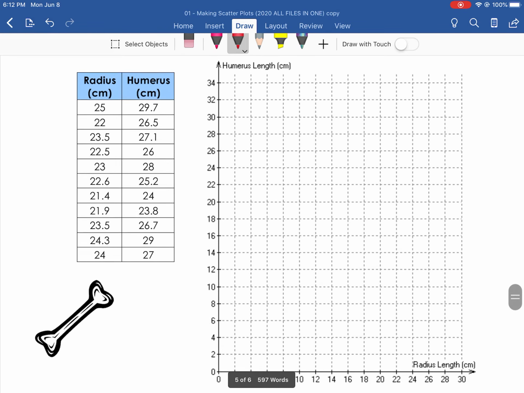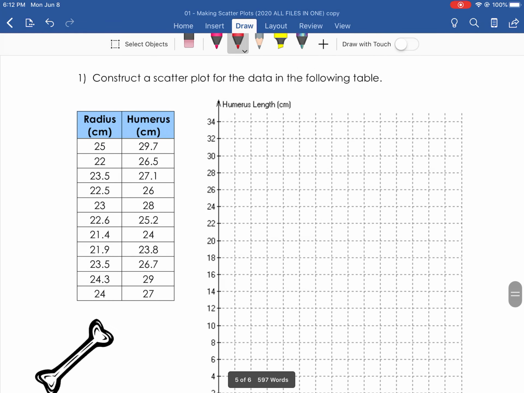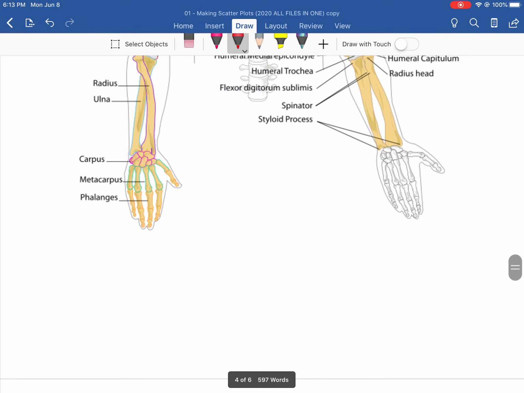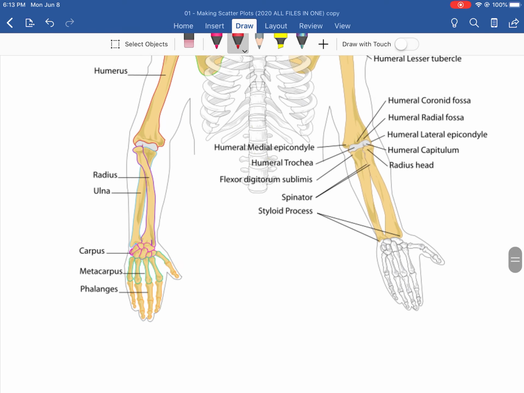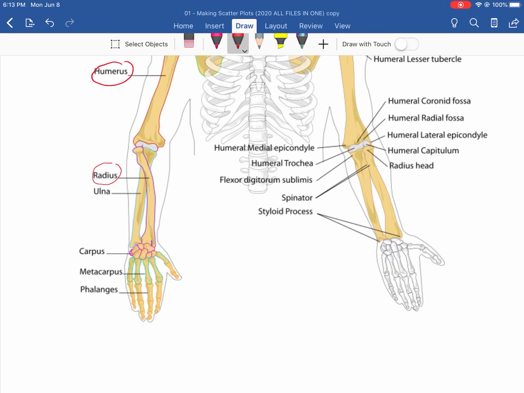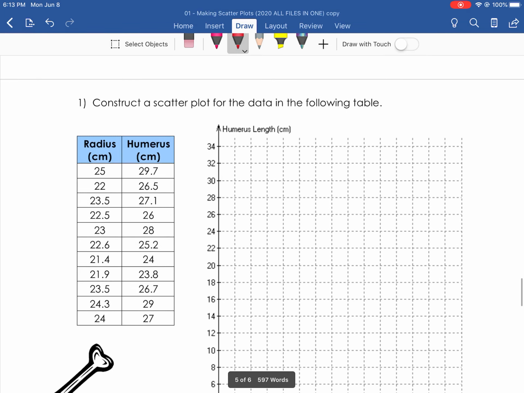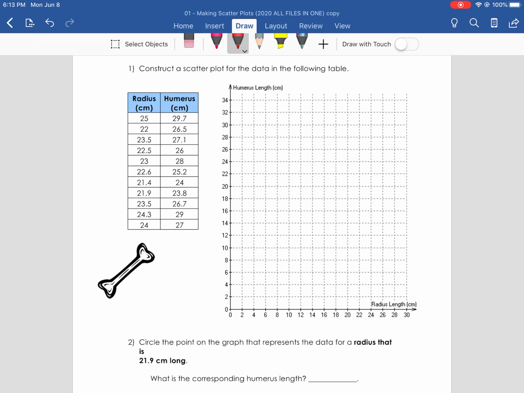So here's some data from some humans. Construct a plot from the following data. They gave some radius and humerus numbers here. Now here's the picture. Here's the radius length. There's the radius bone, and there's the humerus bone. On a bunch of skeletons, or a bunch of people, they measured radius and humerus to see if there was a trend there. And as you'll find, I'm sure there is.